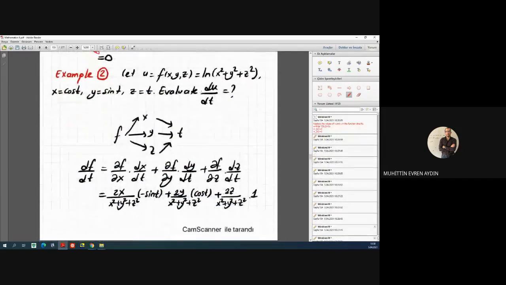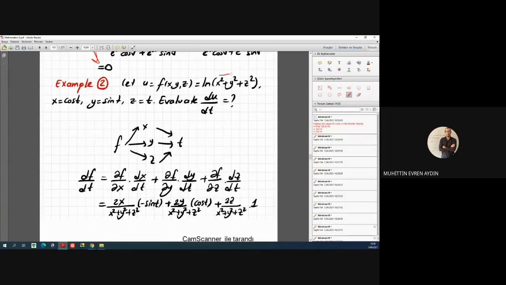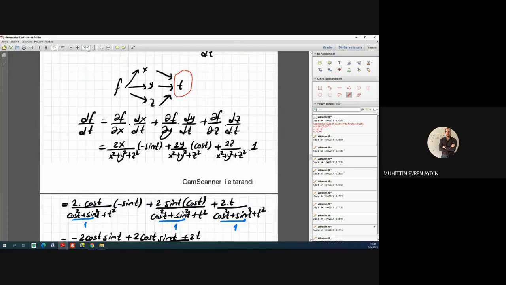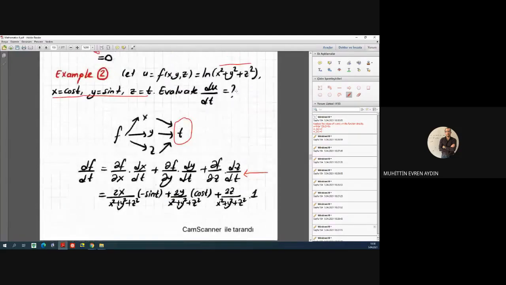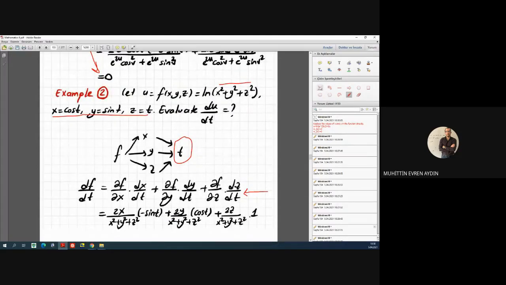Okay, we have another function, the logarithm of x squared plus y squared plus z squared, and x, y, z depend on another parameter t. Then the chain rule takes this form, and after some calculations, you may find this. And in the second way, if we replace the values of x, y, z in the function f, you obtain f(t) equals the logarithm of 1 plus t squared.